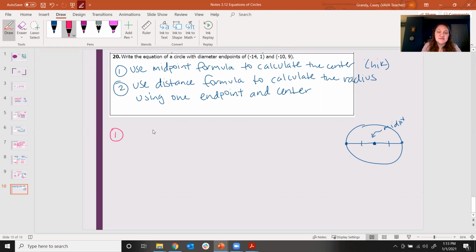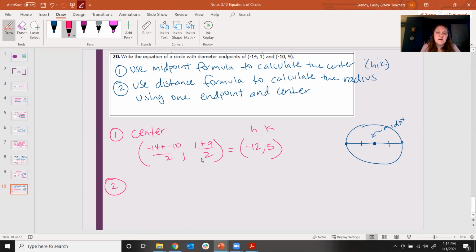Let's first find our center. So the center says use your midpoint formula. So the midpoint formula says you add your x values together, divide by 2 for the x coordinate, add your y values together, divide by 2 for your y coordinate. So negative 14 plus negative 10 is negative 24, divided by 2 is negative 12. 1 plus 9 is 10, divided by 2 is 5. So here's our center, HK.